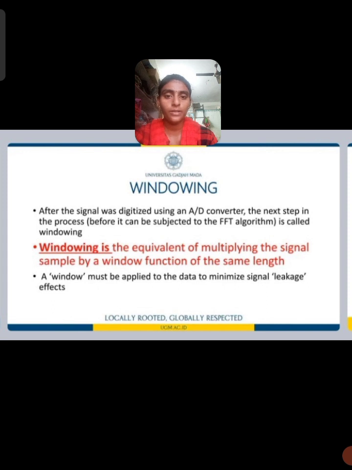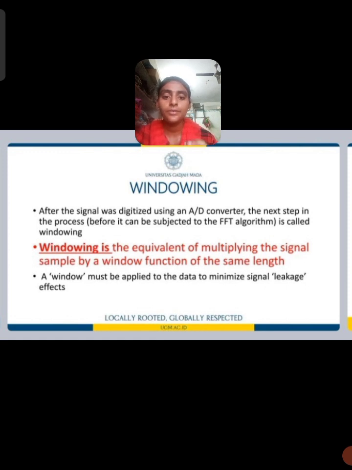Today, my tech talk topic is on the subject DSP. On the subject, I have to choose the topic windowing. After the signal is digitalized using analog to digital converters, the next step in this process, before it can be subjected to the FFT algorithm, is called windowing.